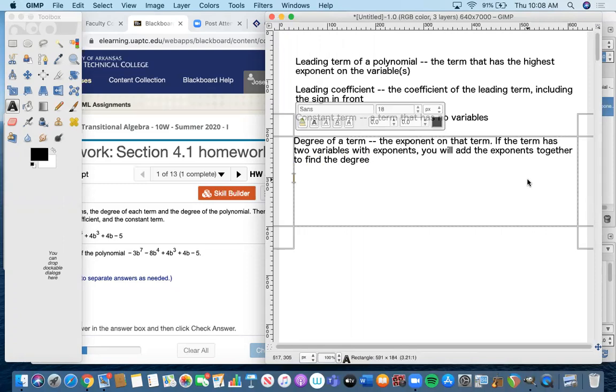Okay, so that's the degree of a term. Now the degree of the polynomial is going to be the degree of the leading term. So basically it's the degree of the term with the highest exponent. Remember, the leading term is the term that has the highest exponent. So the degree of the polynomial is whatever that exponent is on the leading term.